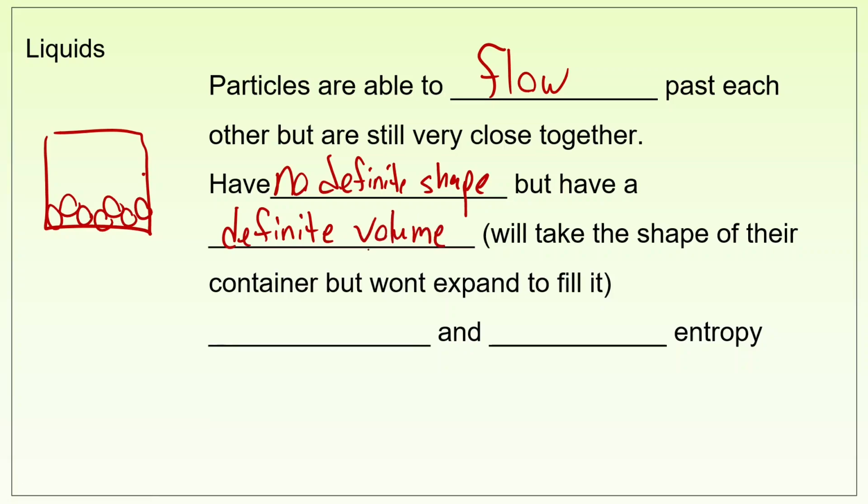So what shape will the liquid be? It'll take the shape of whatever you put it in. What will the volume of that liquid be? That will be definite. It will always have that volume. All right. So liquid particles, since they're very close together, they're what we call incompressible. If you put a bunch of pressure on them, they will not get closer together. They're already close together, but they're able to flow past each other. And they have what I'm going to call medium entropy. It's not as chaotic as a gas, but it's definitely more messy than a solid.